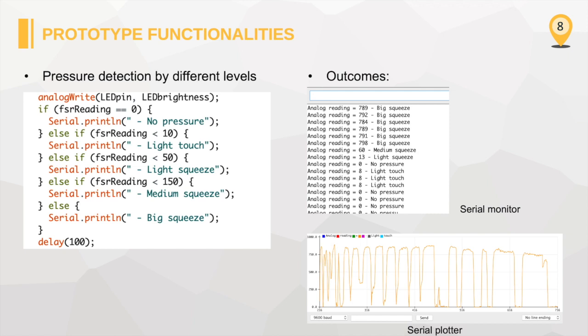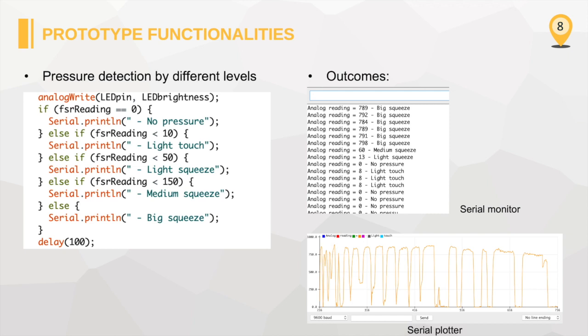Now I will introduce the functionalities of my prototype. The most important thing is the pressure detection by different levels. As you can see in the code, the delay is set to 100, so the pressure sensor will read the pressure value every 0.1 seconds to provide continual data input. And the pressure level is set into 5 different levels just for further processing.